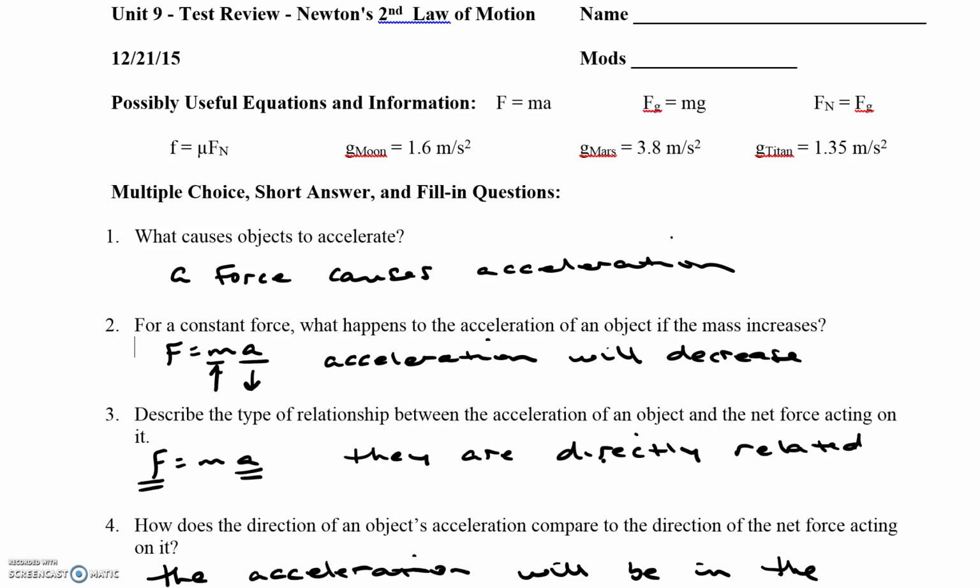If we look at number 3, it says describe the type of relationship between acceleration of an object and the net force acting on it. So we look at that F equals ma equation again, and this time our force and our acceleration are on opposite sides of the equation. So that means if we increase the force on the left-hand side of the equation, the acceleration is going to have to increase on the right-hand side of the equation to keep both sides equal to each other. Force and acceleration are directly related.